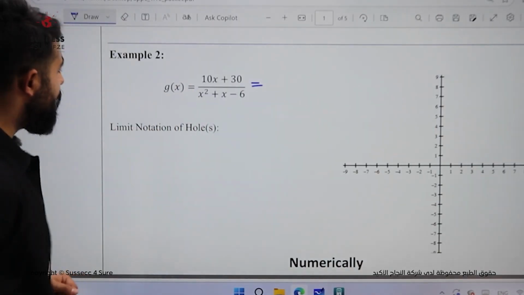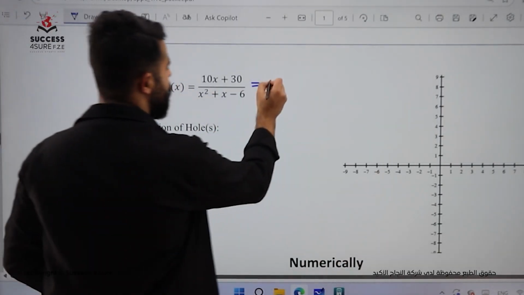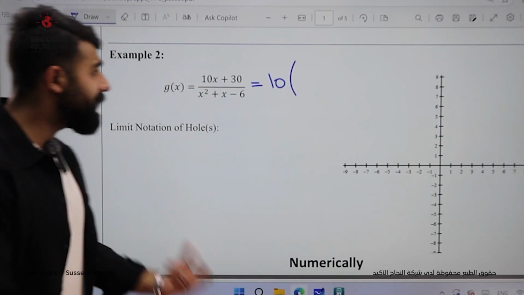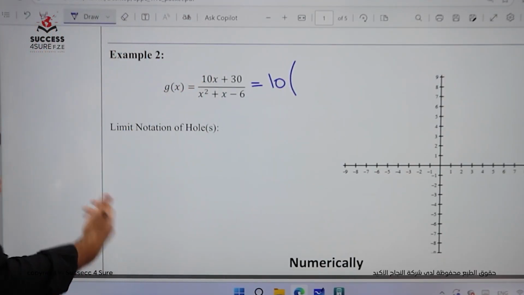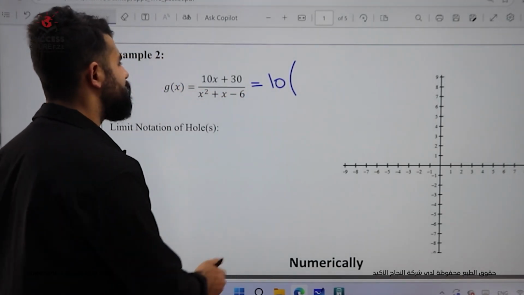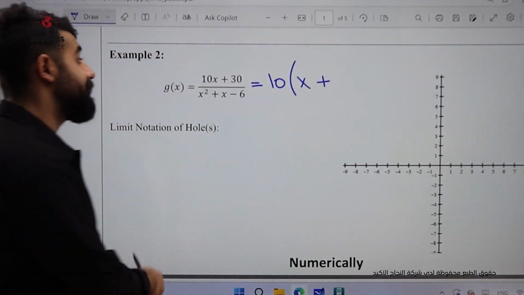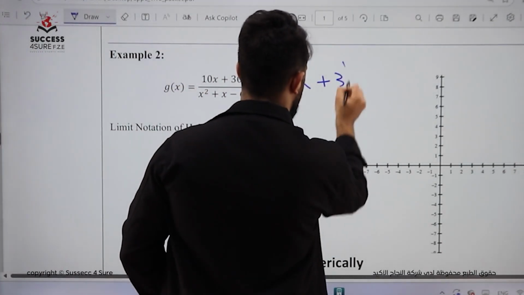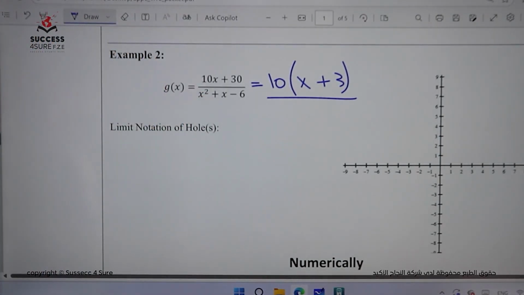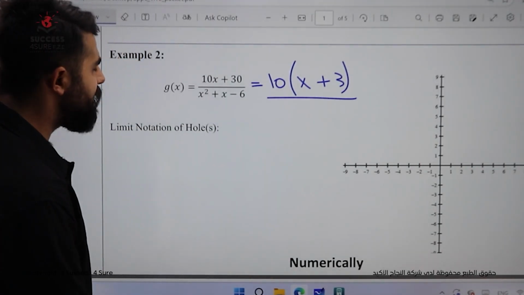Try to simplify your function here. In the numerator, you can take 10 as a common factor. Taking anything as a common factor means you're dividing each term by it. So what is 10x divided by 10? That gives you x. Plus, what is 30 divided by 10? That gives you 3. Divided by what we have in the denominator: a polynomial function with a degree of 2, which means a quadratic function.